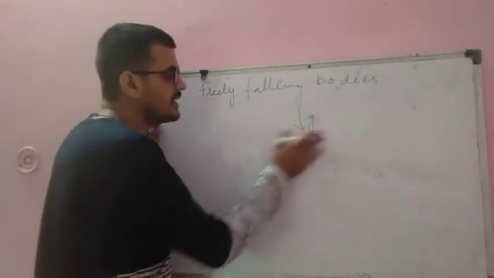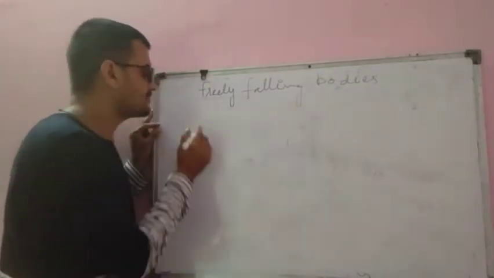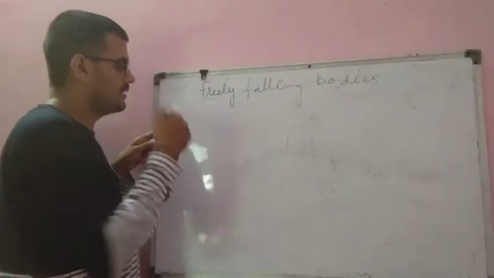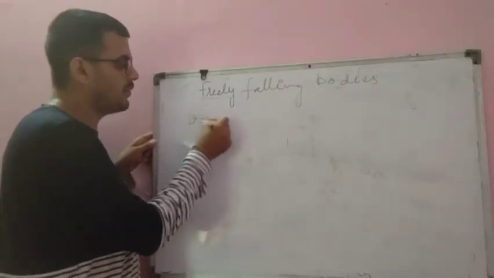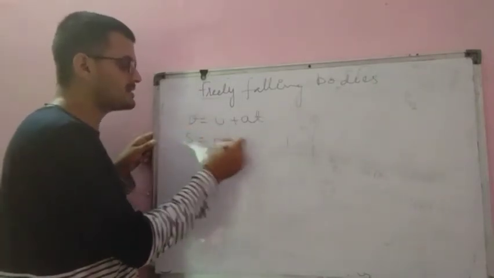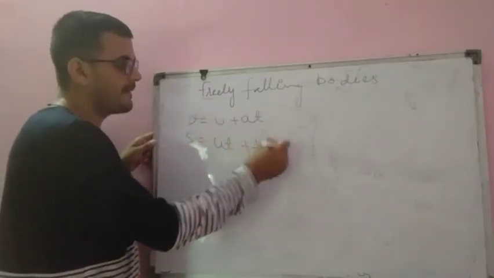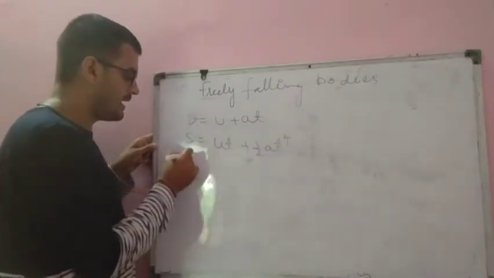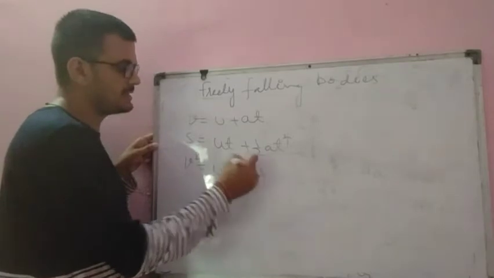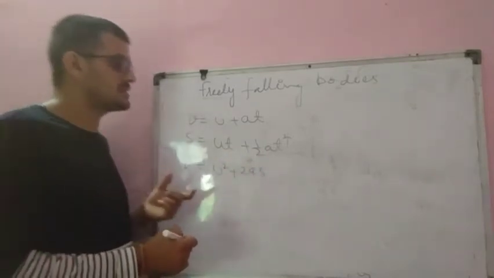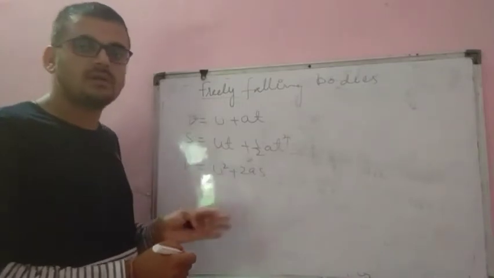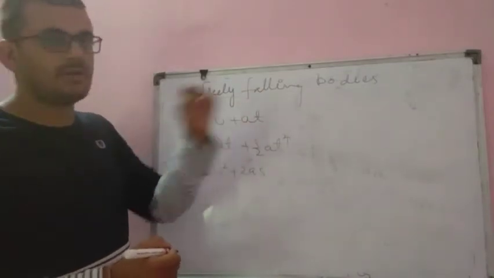Okay, so students, we all know that we have three equations of motion: v equal to u plus at, s equal to ut plus half at square, and v square equal to u square plus 2as. Now students, we will write these three equations of motion for the freely falling body.